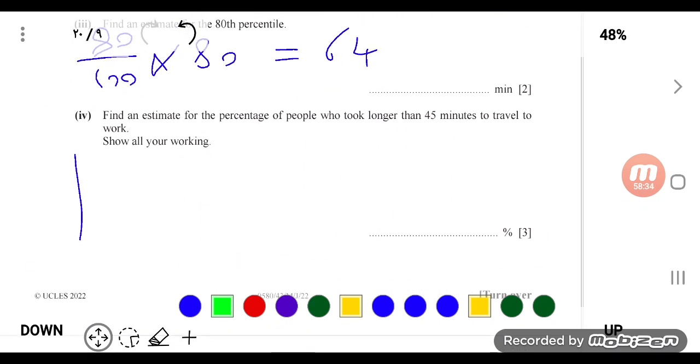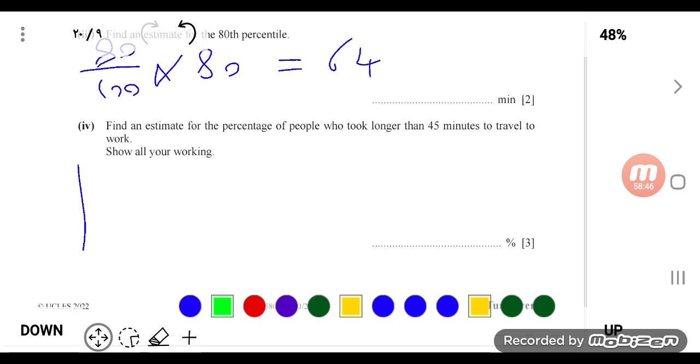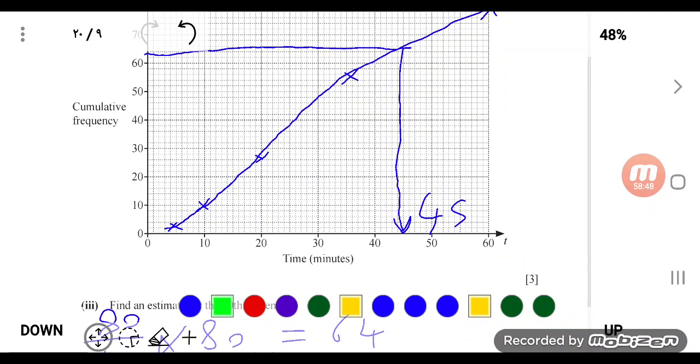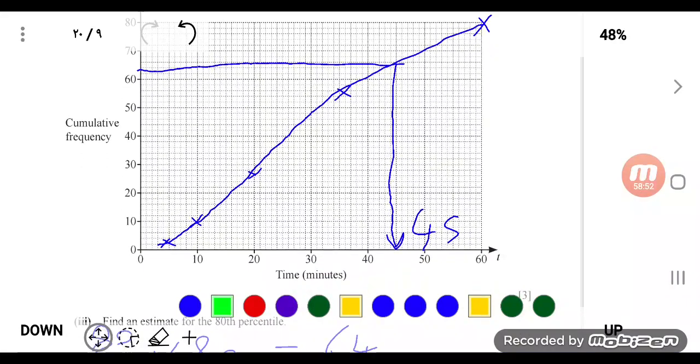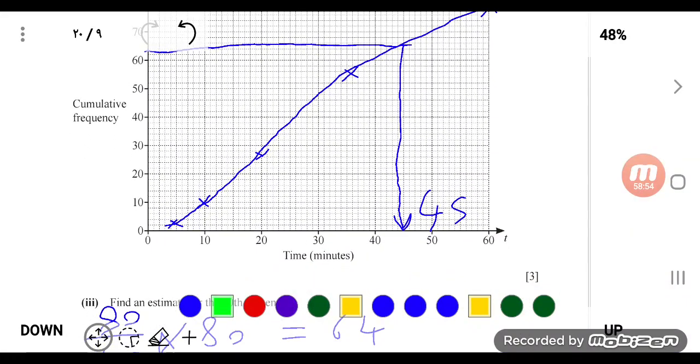Find an estimate of the percentage of people who took longer than 45 minutes to travel to work. Show your working. You go to the graph again, and you want to estimate people who took more than 45 minutes.